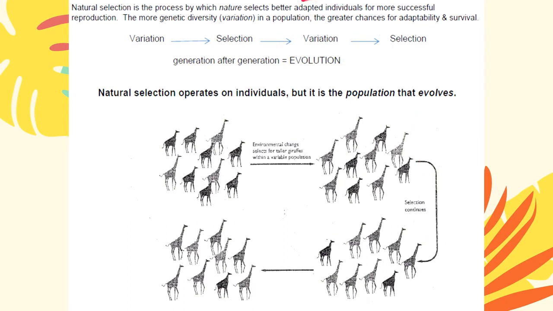So natural selection, again, is a process by which nature, the environment, selects those who will survive, technically, based on their adaptations. And those who survive are the ones who can successfully reproduce because they're alive. They are the ones who can find a mate and have offspring. So the more genetic diversity or variation in a population, the greater the chances for adaptability and survival.